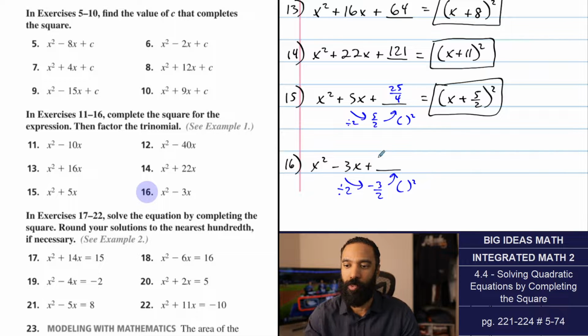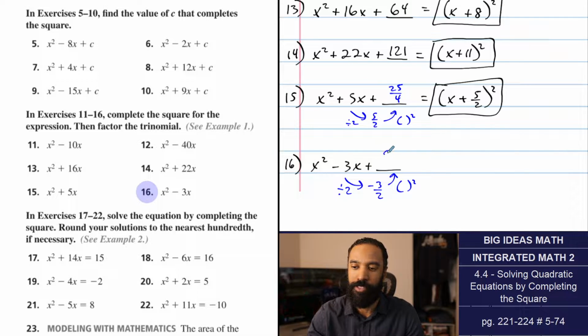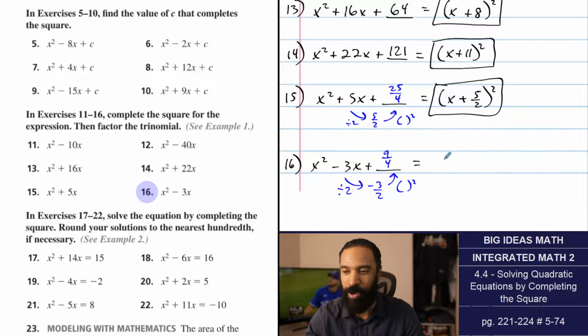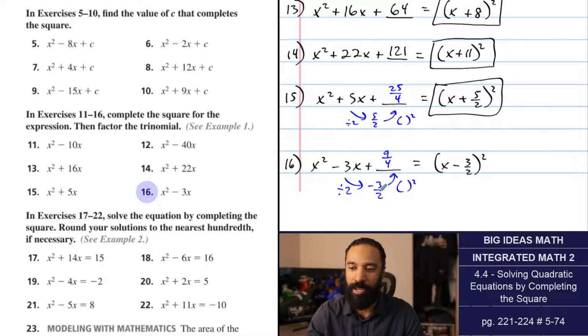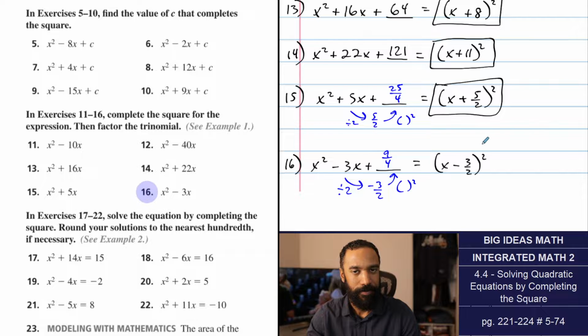Negative 3 over 2 gets squared to get positive 9/4. And yes, you add it in here. That's the thing that completes the square. You add it to both sides of those equations, but this factor is now down to x minus 3/2 squared. Remember, it is that number. Without overthinking it, it's this number that goes into there.